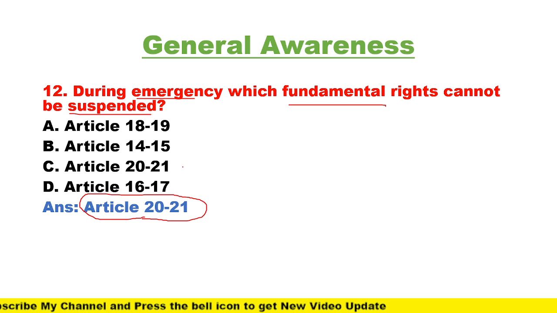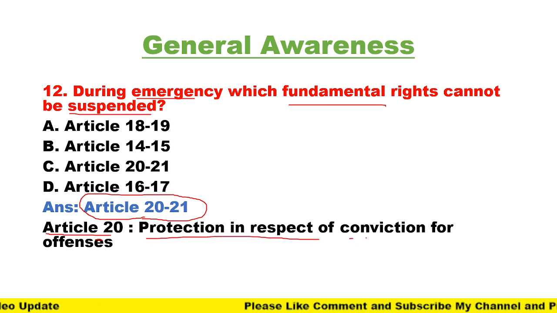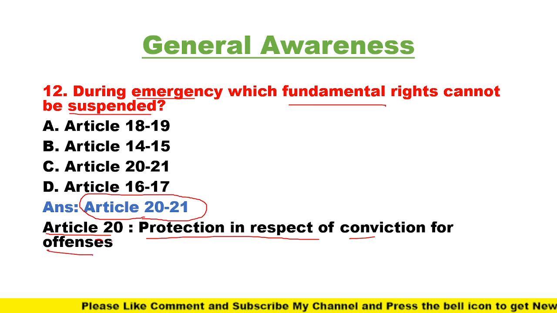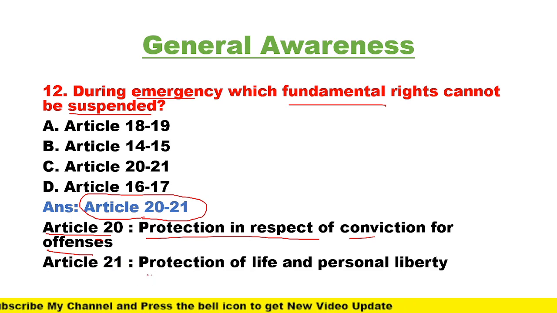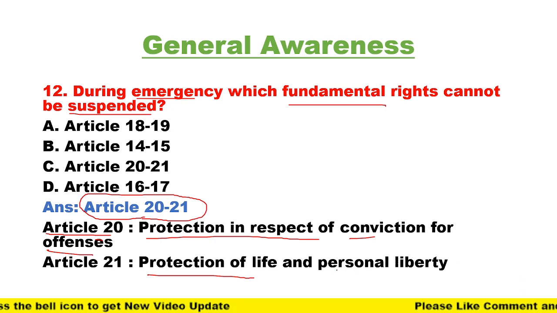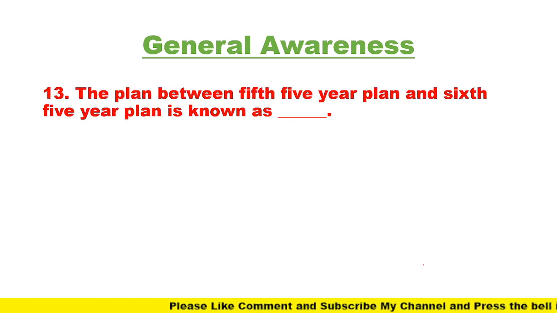Let's see what Article 20 and 21 deal with. Article 20 says protection in respect of conviction for offences. Article 21, protection of life and personal liberty. Is this clear? Next.